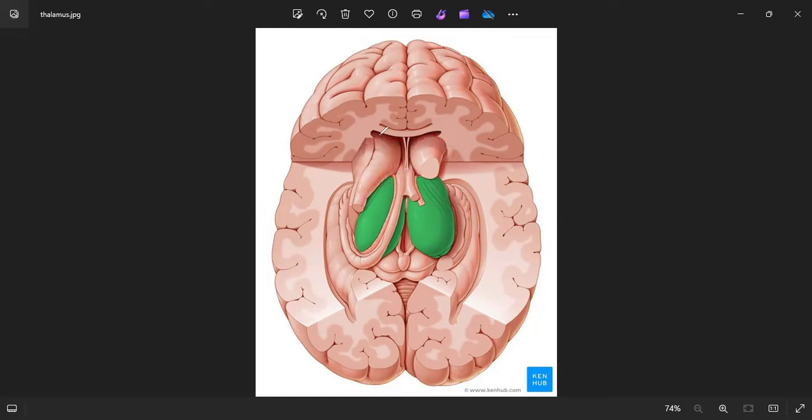And of course, this is the lateral ventricle. You can see the lateral ventricles. We'll talk about the ventricular system later, but you can see that this is a ventricle. Let me skip that because that is not my aim. My aim is to highlight these green structures. That's the thalamus.